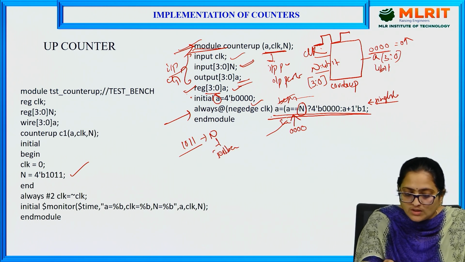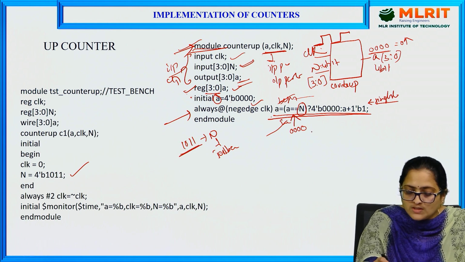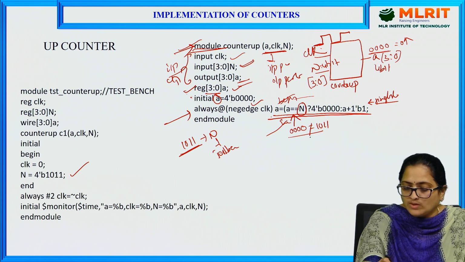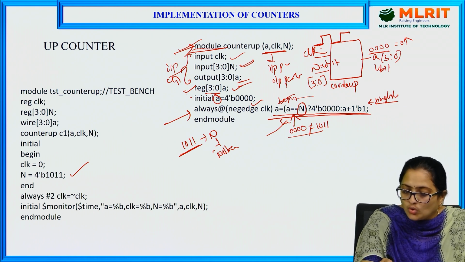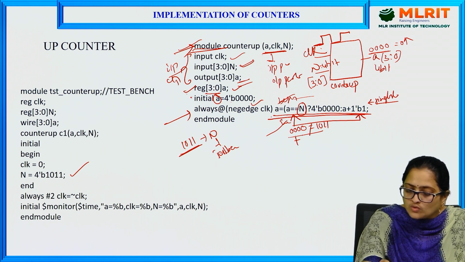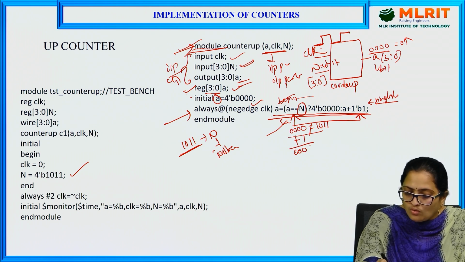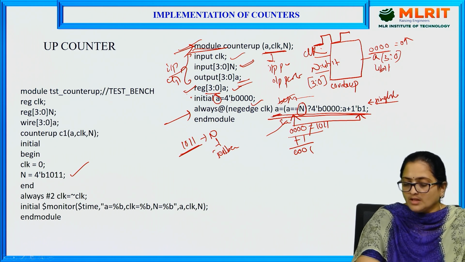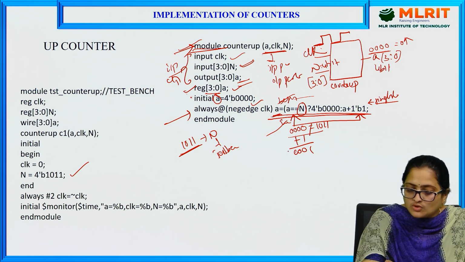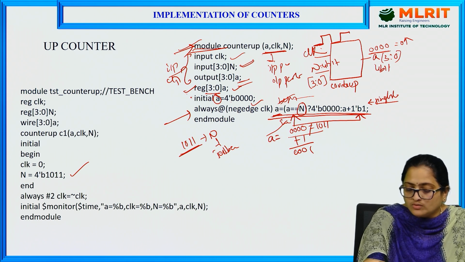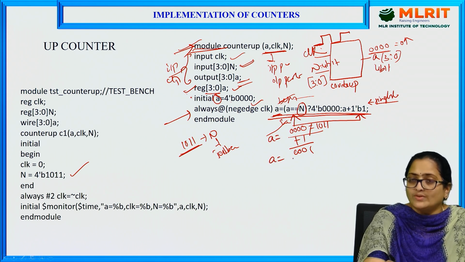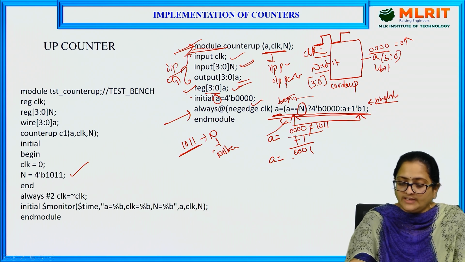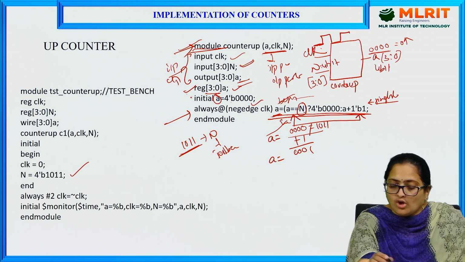So it checks whether A is equals to N value, that is A is equals to 1011. Yes, it is not true. That's why your A value will be incremented by 1. That is A 0000 plus 1, which is 0001. So 0001 will be stored in A. Initially A value is 0000, but now A value will be stored with 0001. Again it checks A is equals to N or not.